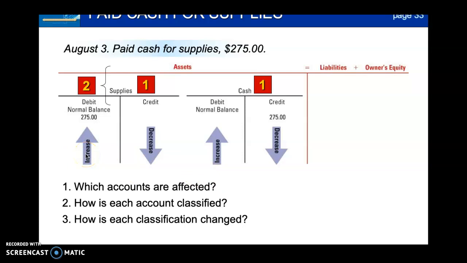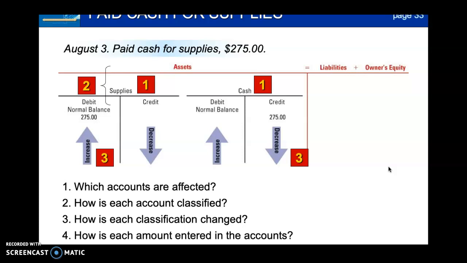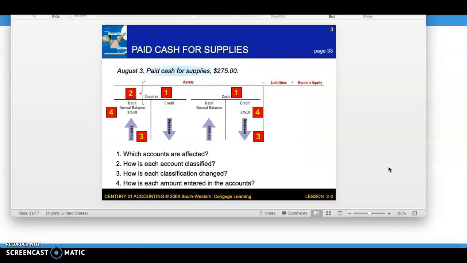Also, what was the rule that I just said a minute ago? You always, in a transaction, you're always going to have a debit and a credit. All right, so we have to credit cash because it's going to go down, and we have to debit supplies because that's how we increase supplies. So we're going to have that debit and credit. All right, so that's going to be how that looks. And then how is each amount entered? Well, I just did that. Cash is going to be the credit because we're taking that down, and supplies is going to be a debit because we're increasing that. Okay, so let's go ahead and let's see how this actually looks.